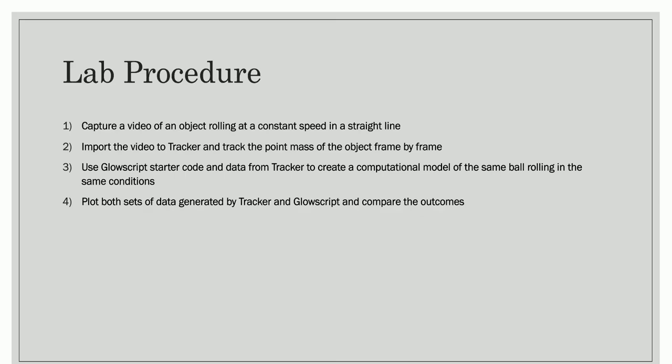Then, in step 3, you use the GlowScript starter code in the Lab 1 resources, and your data from Tracker, to create a computational model of the same ball rolling in the same conditions, however, without friction or air resistance. Then the fourth step is to plot both of the sets of data generated by Tracker and GlowScript, respectively, and compare the outcomes of the experimental and the computational data.